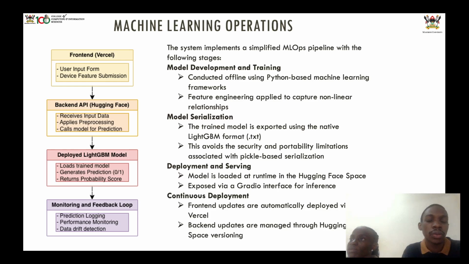Next, we have the machine learning operations. For our front end, we deploy it on Vercel. The user inputs the values of the features of the given device that they want to analyze, and then they can submit. The front end on Vercel is connected to the back end using an API. The API resides on Hugging Face, and it receives the data, applies processing, and calls the model for prediction. After that, we provide prediction logging, performance monitoring, and data drift detection.